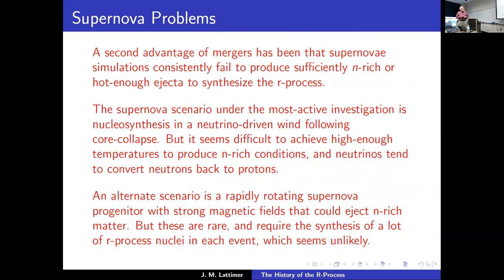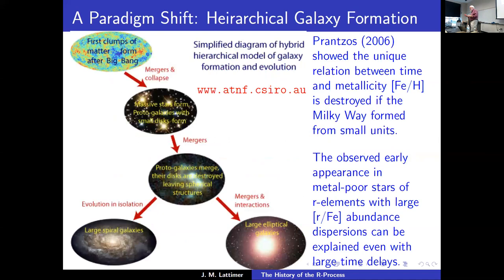So the problem that neutrinos tend to convert the neutrons in the ejecta back to protons is a difficulty. So models today mostly rely on combinations of rapid rotation or strong magnetic fields that could result in the ejection of neutron-rich matter that would not be poisoned in this way. But such events are believed to be rare and would require the synthesis of a lot of R-process matter in each event. So that may be unlikely. And there are some experts in this room that have studied this problem, and they could comment on that if they want. But it would seem that supernovae do have a difficulty making the R process unless you turn the dials a bit.